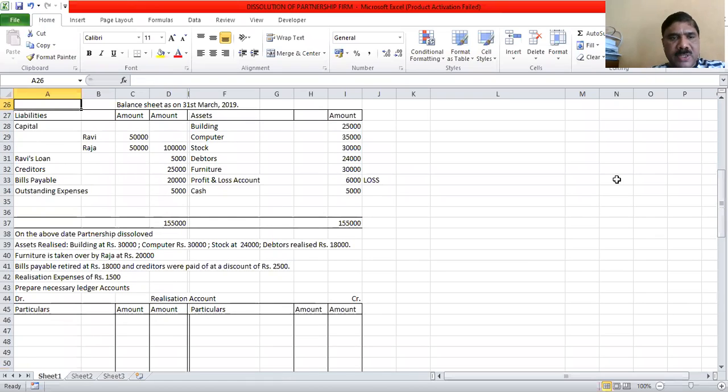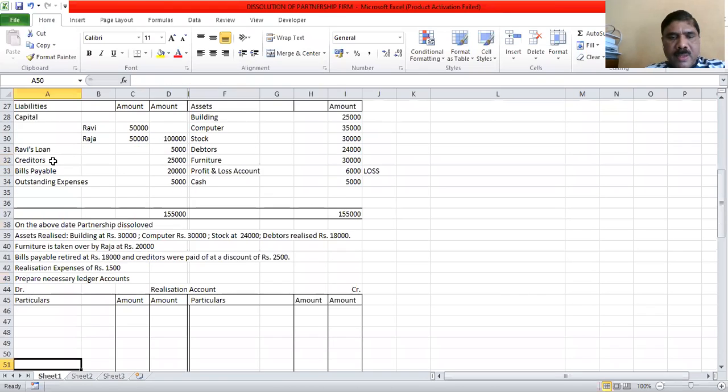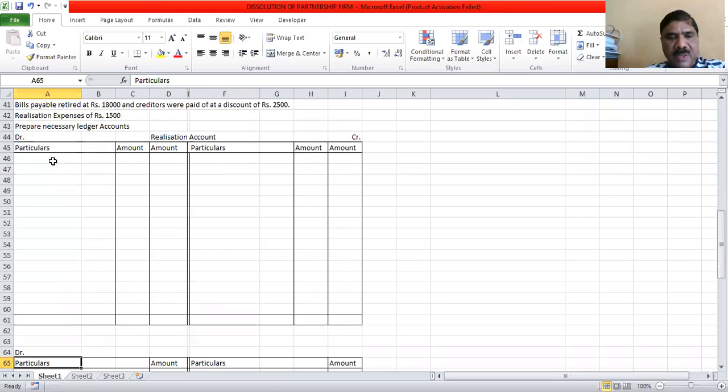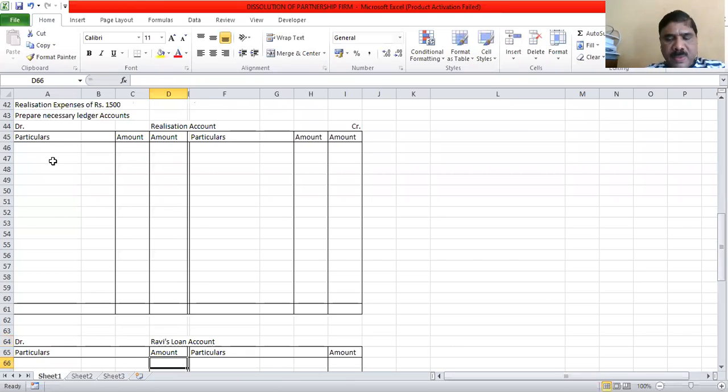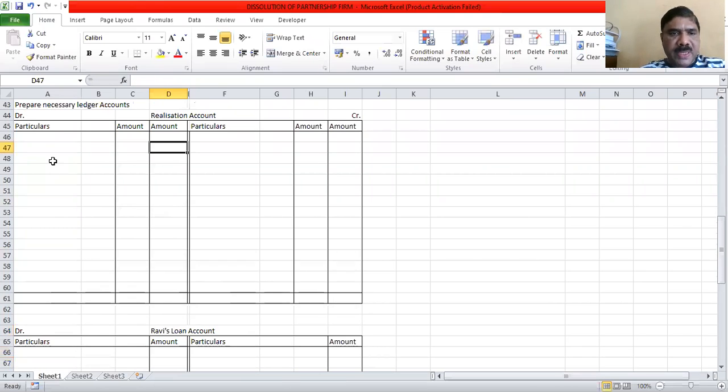Look at this balance sheet. Who are the partners? The partners are Ravi and Raja. Here it is mentioned Ravi's loan account. What does it mean? It is a loan of Ravi. So we will prepare Ravi's loan account.